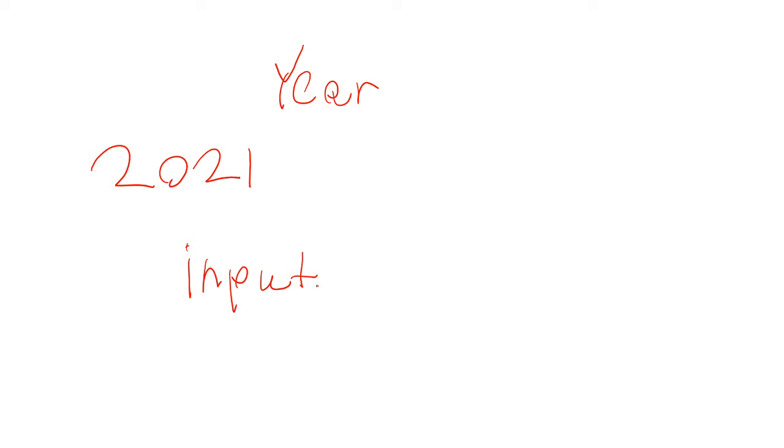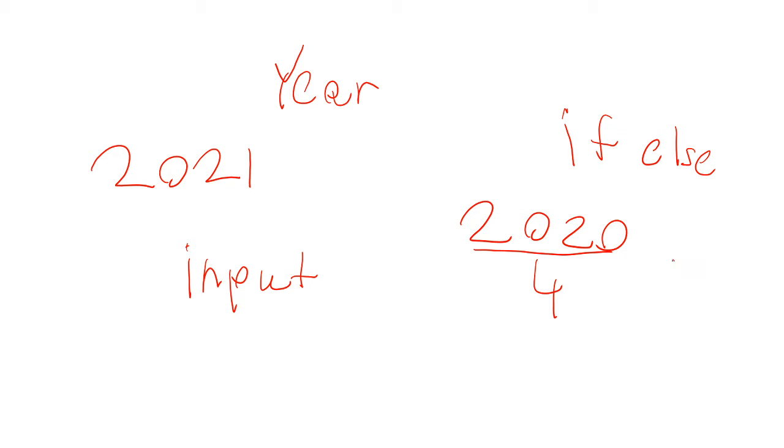The next line: in this case, we want to find if it's a leap year or not. The best way to do this is to use an if-else statement. A leap year is just every 4 years. Last year, 2020, was a leap year. Notice how 2020 is divisible by 4, and the remainder is 0.